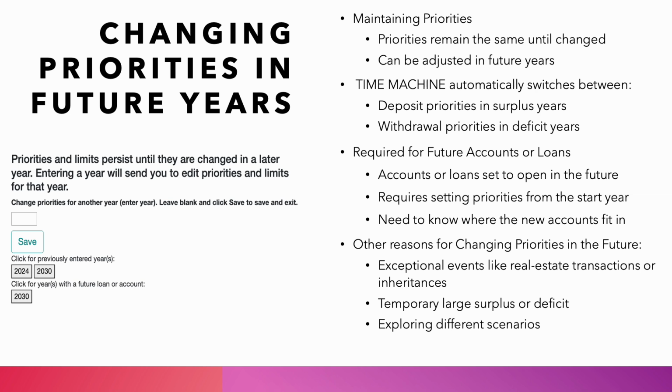If you've entered accounts or loans that begin in a future year, however, it'll ask you to set new priorities for that year, so that it knows where those new accounts fit in. The other reason you may want to change priorities in a future year is due to life events. In particular, exceptional events like real estate transactions or inheritance can result in a temporary large surplus or deficit, and you may want to change your priorities temporarily for that year to deal with it. Allowing you to change priorities for future years gives you a lot of flexibility to explore different scenarios.